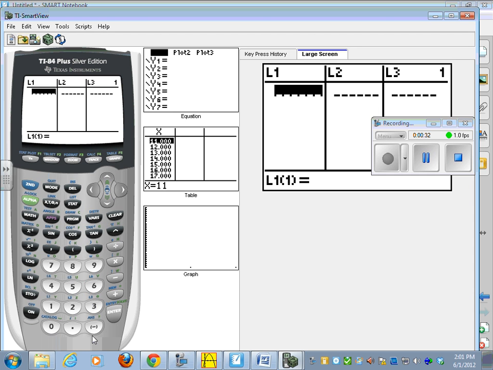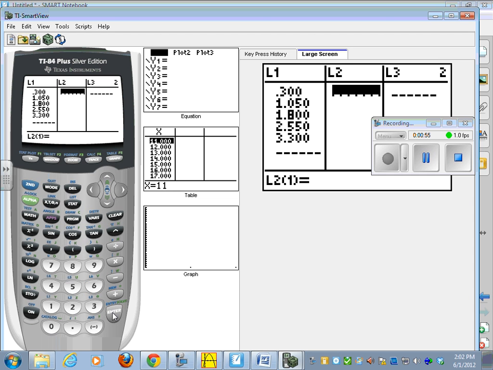Under L1, we're going to go 0.3, 1.05, 1.8, 2.55, and 3.3. Okay, so I've typed in the time under my L1. The distance goes in my L2. It was 60, 50, 40, 50, and 60.